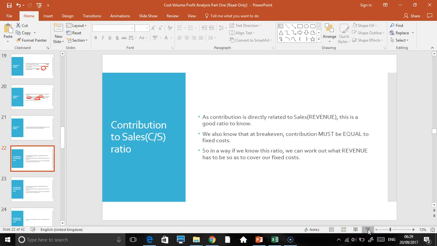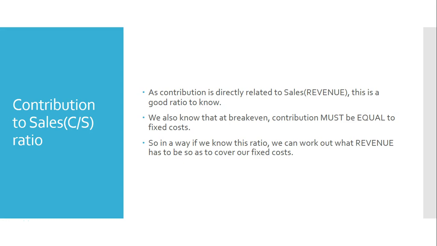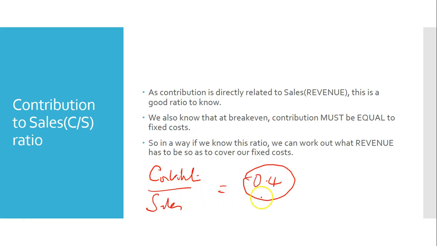Okay, let's go on to the second part of this first lecture. So we started talking about the contribution to sales ratio, and really, it literally is that. If we are given some figure, 0.4, and we're told that it's the contribution to sales ratio, this is just maths, really, isn't it? It's just ratios. Which means that if someone gave you either sales or contribution, you could find revenue.